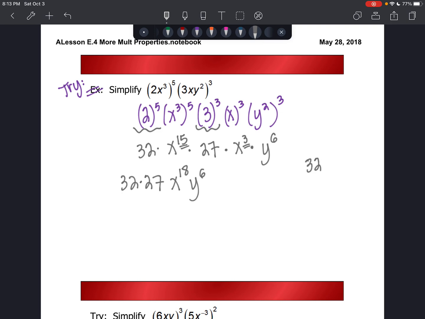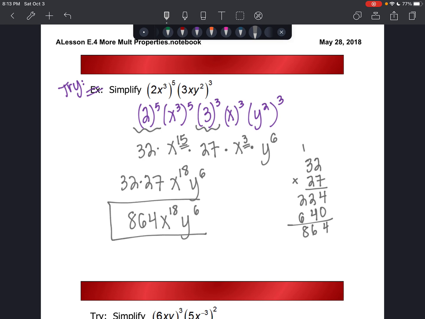Now off to the side, 32 times 27. I get 224 when I take 32 times 7. Now I'm going to take 32 times 20. And I get 864. So my answer is 864, x to the 18th, y to the 6th power.